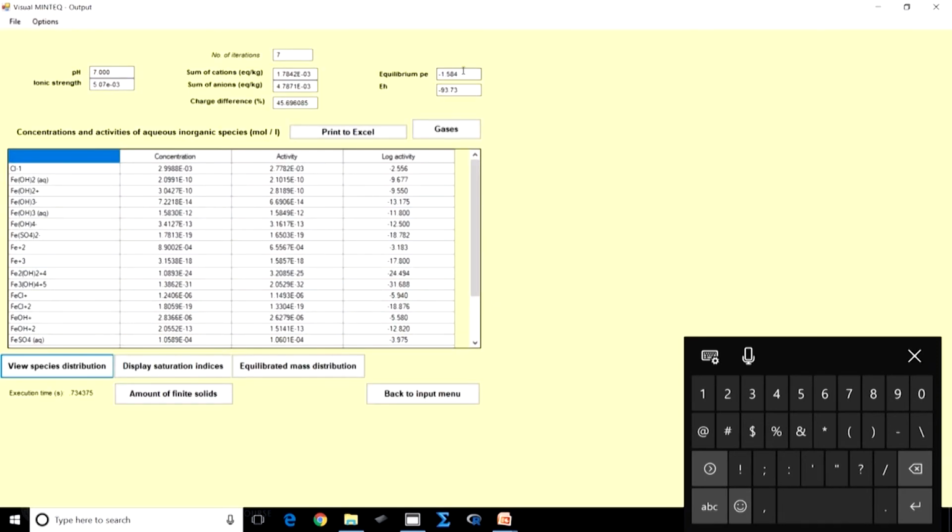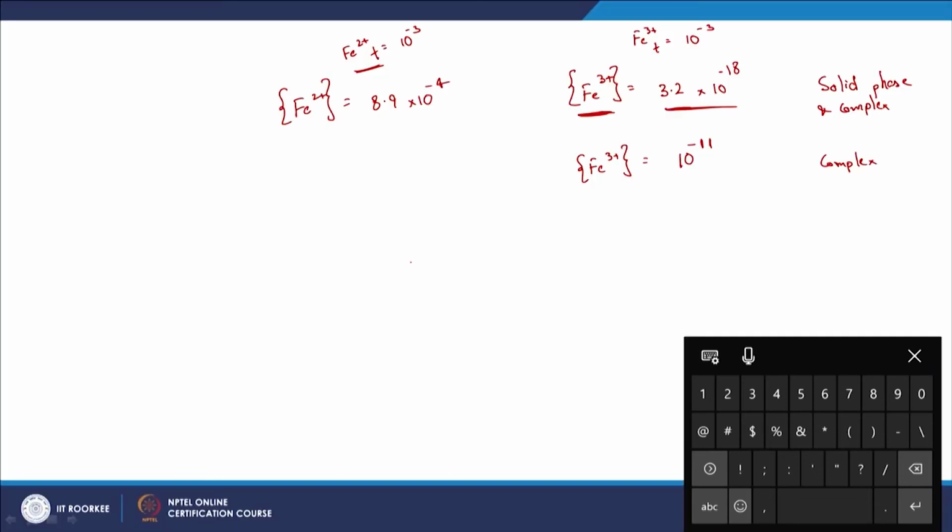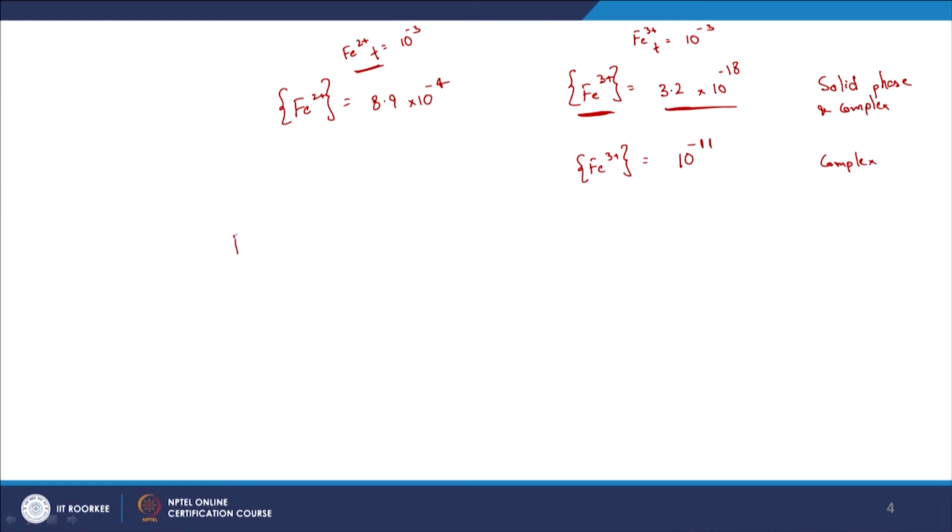And now you see that the pE value is remarkably low, -1.584, right. So now you see that the pE value for Fe3+/Fe2+ is -1.584, and the pE value for C2Cl4 to C2HCl3 is still going to be equal to 8.84, right.